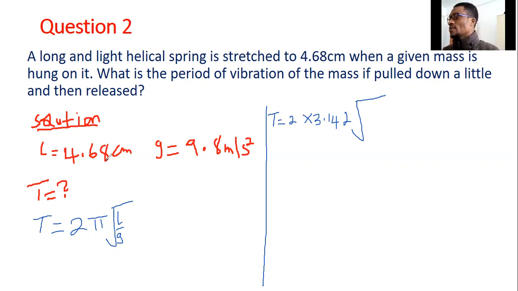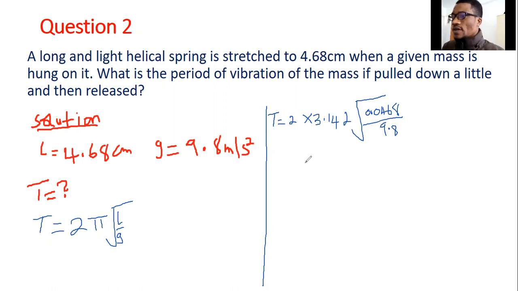Why are we doing that? Because 1 meter is equal to 100 centimeters. So we are going to have 0.0468 divided by 9.8. So this is what we're going to have, and then we can go ahead to simplify.